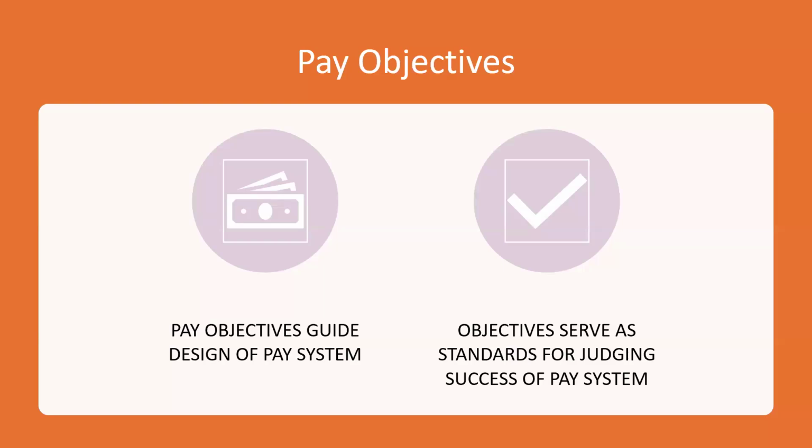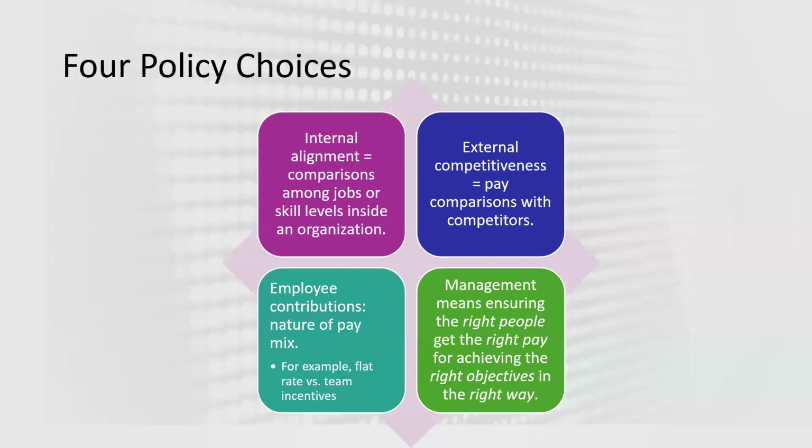Pay objectives guide the design of our pay system, which is what we'll learn about in the next few weeks. And these objectives serve as a standard for judging the success of our pay system. If we're able to meet these objectives with the pay system that we create, then that means our pay system is very successful. If we can't meet one or more of those objectives, or if we're not meeting them in the way that we intended to, then we may have to go back and figure out in that pay model, what do we need to change to meet that objective going into the future?